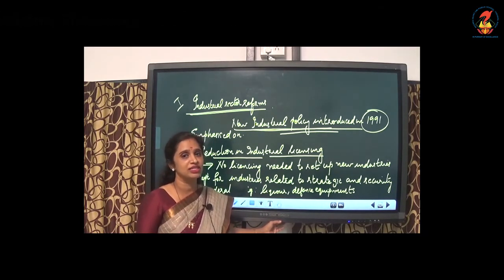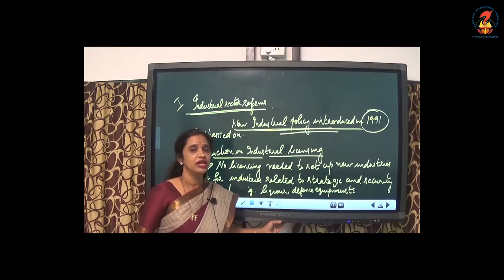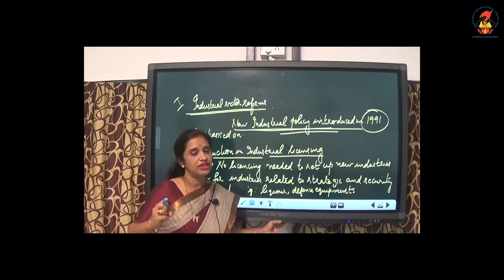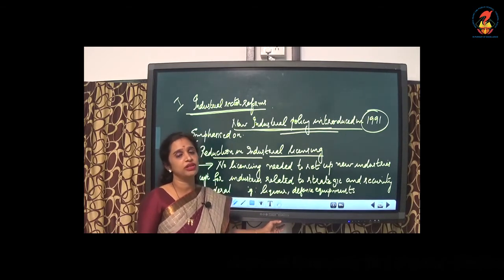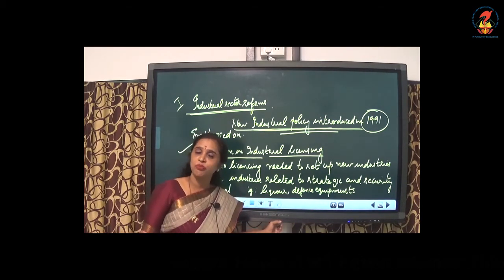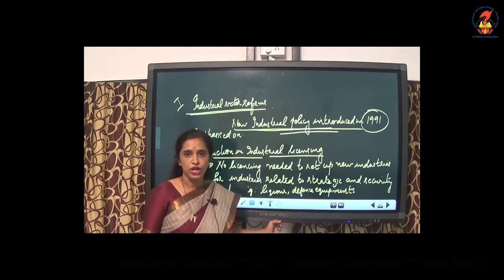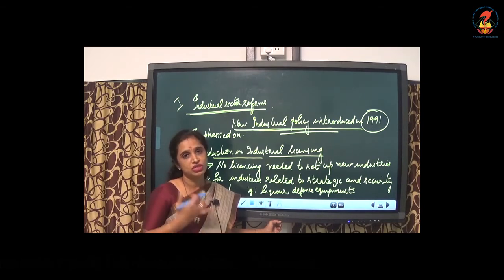What do you mean by that? Remember the example which I gave in the previous class. If a company is producing toothbrush, it can start diversified products such as toothpaste and so on. For all these, a license was compulsory during the planning period under the industrial policy resolution. Now, with the new industrial policy in 1991, all those restrictions were removed.